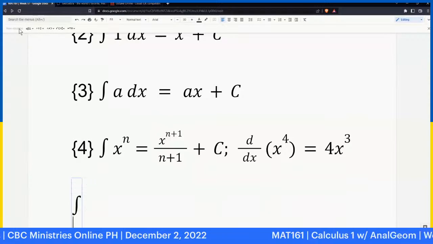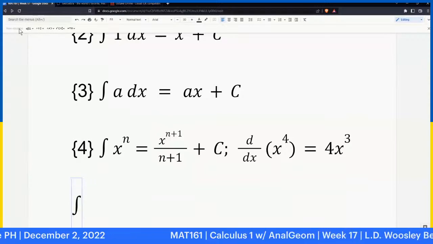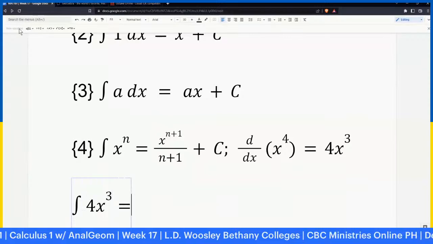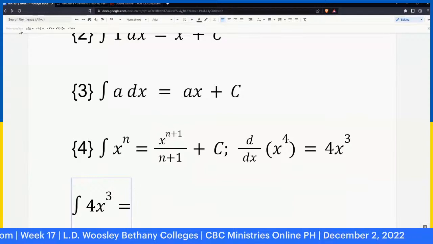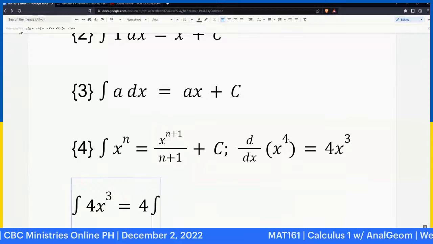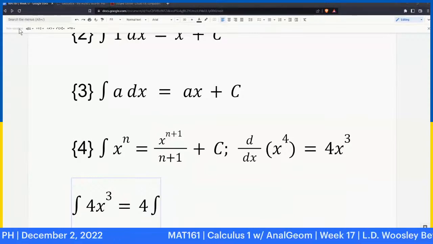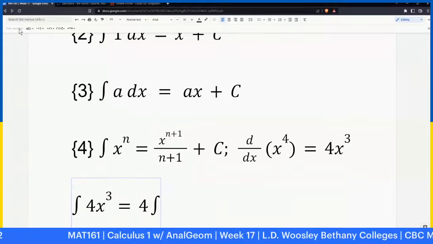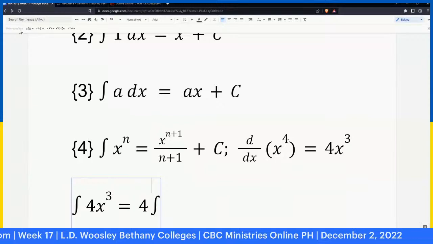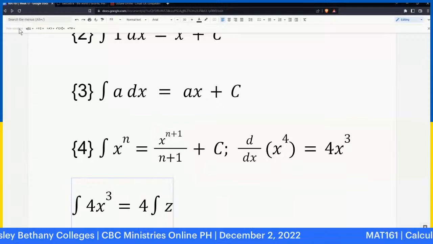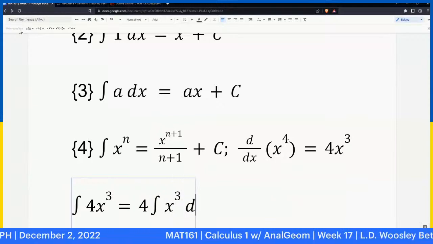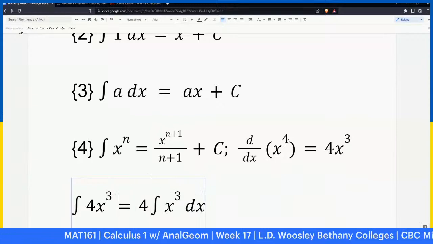So you have the integral of 4x cubed. If we apply that, 4 is a constant. So we could say that it is exempted from the integration, just like a constant in differentiation. It is a constant in integration as well. So we could just isolate that and perform the integration here. Right? So dx, of course, this is dx.